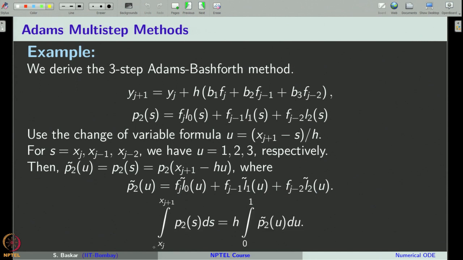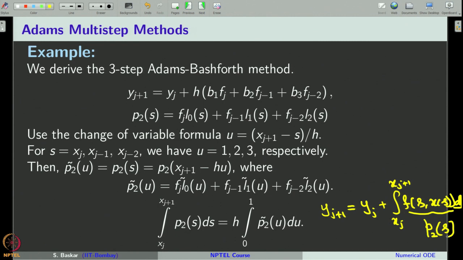And now, you can also see that the integral from xj to xj+1 of p2 of s is precisely h times the integral from 0 to 1 of p2 tilde of u du. If you recall, we want to replace the integral in our integral equation yj+1 equals yj plus the integral from xj to xj+1 of f of s comma x of s ds. So, here we want to replace f by p2 of s, but for the sake of simplicity we are now going to replace this integral here and thereby get an approximate value for our solution.